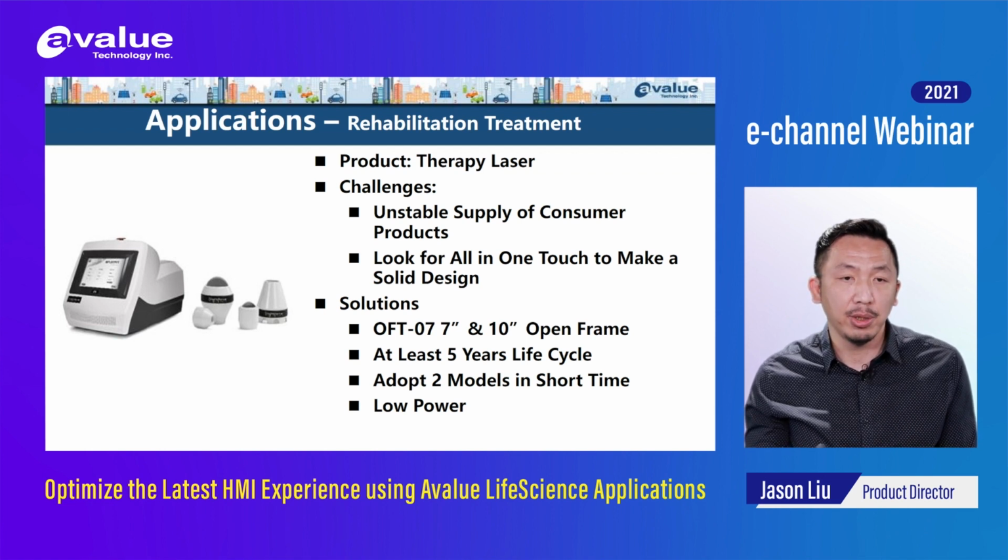But they don't want to test two different kinds of products. So luckily, they found us, and we have this open frame 7-inch and 10-inch. They have the same motherboard, so that means they don't have to test two motherboards. They just test one, so they can adapt this product into their product series at one time. So it also saves a lot of time for them. And of course, they also asked for the 5 years life cycle guarantee. So we can guarantee this. We can have this kind of stable supply for at least 5 years for them. So this is another example.